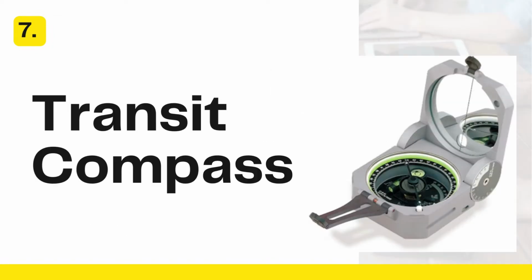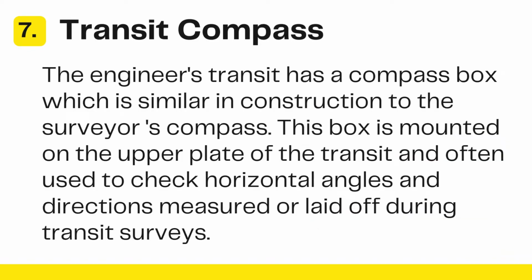Next is the transit compass. The engineer's transit has a compass box which is similar in construction to the surveyor's compass. This box is mounted on the upper plate of the transit and often used to check horizontal angles and directions measured or laid off during transit surveys.